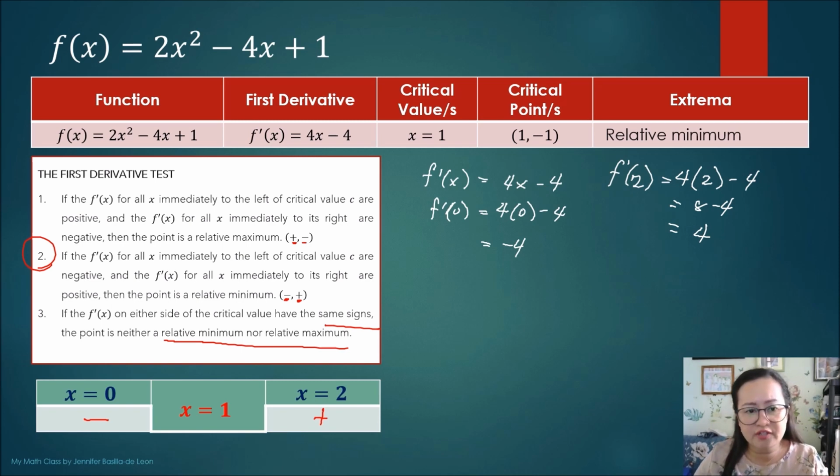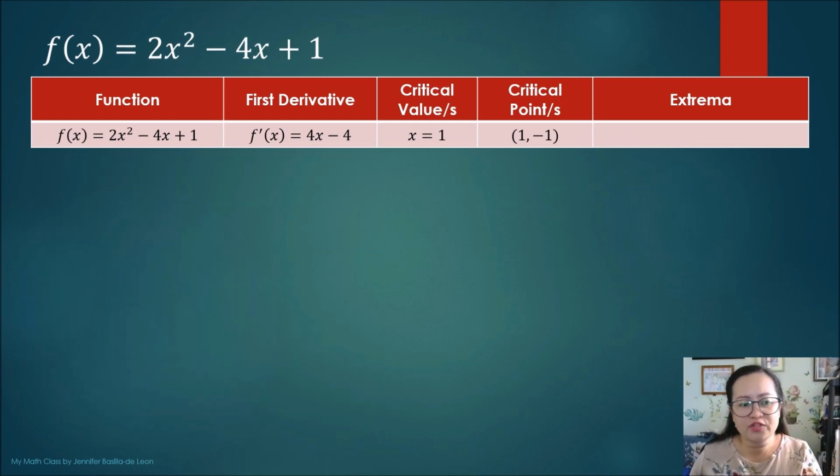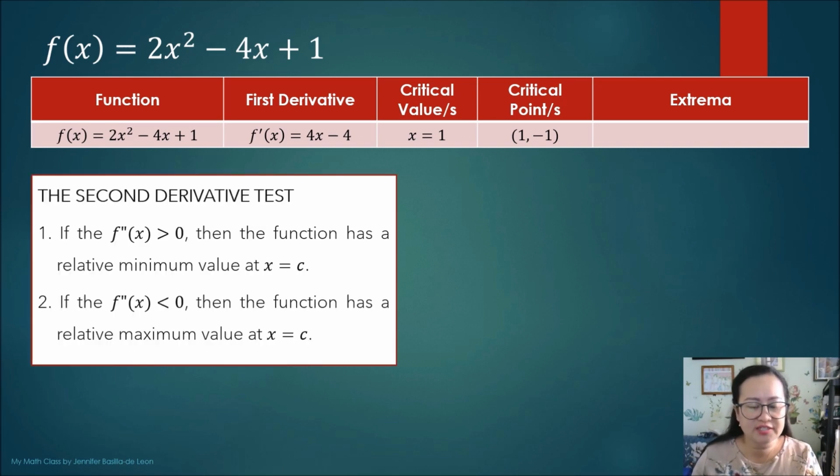That is by using the first derivative test. Now this time, let's have the second method, which is the second derivative test. It says that if f double prime of x is greater than 0, then the function has a relative minimum value at x equals c. Whereas if f double prime of x is less than 0, then the function has a relative maximum at x equals c. Okay, so let's start working.